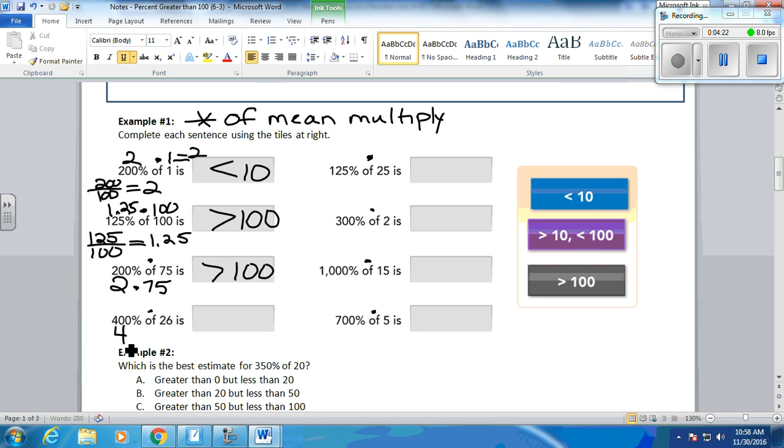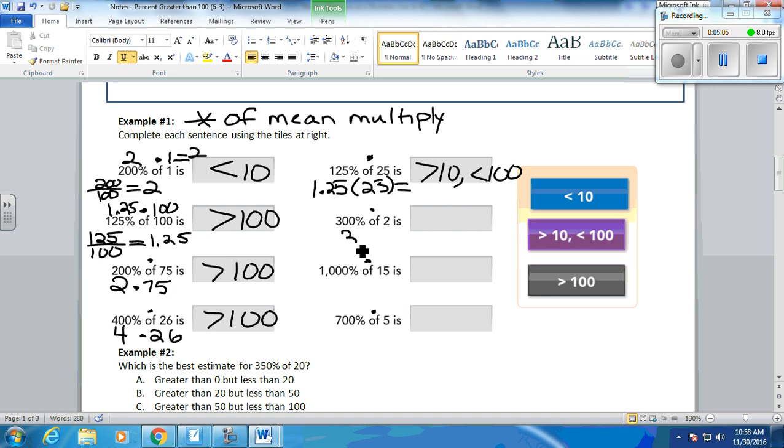400% is 4 times 26. I know that 4 times 25 is 100, so 4 times 26 will give me a number larger than 100, so I know that that's greater than 100. I'm just going to continue the remaining ones here. I'm going to say 1 and 25 hundredths times 25 is, well, I know that 1 times 25 is 25, and then 25 hundredths, 1/4 of 25 is going to be approximately 6, so I know that my answer is definitely going to be greater than 10, but it's not going to be greater than 100.